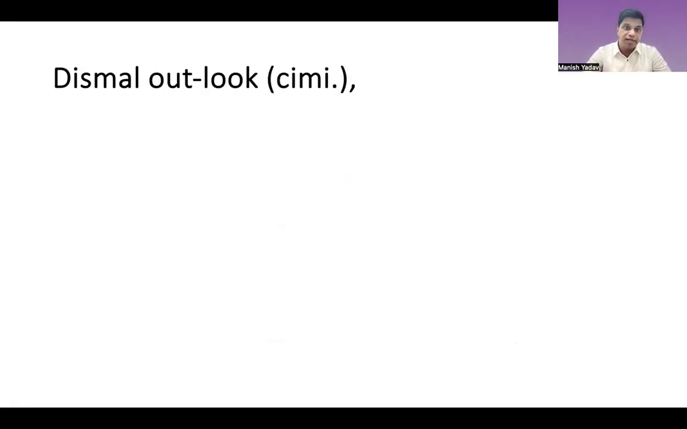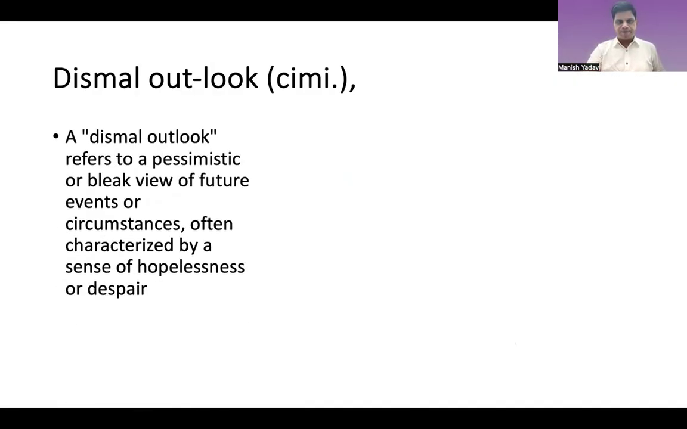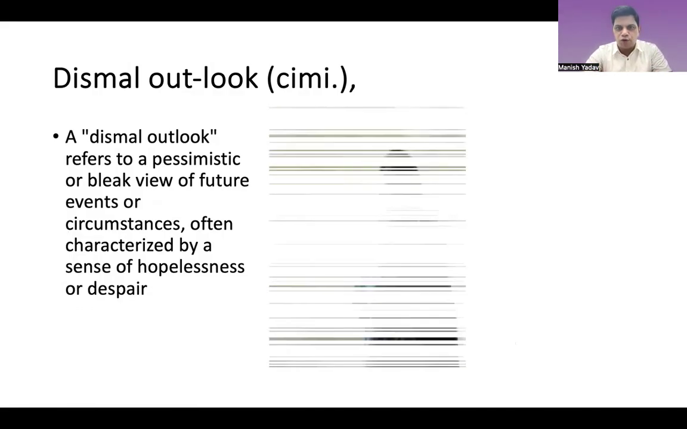There's one word written, dismal outlook. Another remedy written in bracket is Sinusicopa. What is dismal? Dismal means basically sad and depressed. How is their face, sad and depressed? Dismal outlook refers to a pessimistic, not optimistic, or bleak view of the future or circumstances, often characterized by a sense of hopelessness and despair. When you're hopeless, sad, in despair about the future, that kind of look.